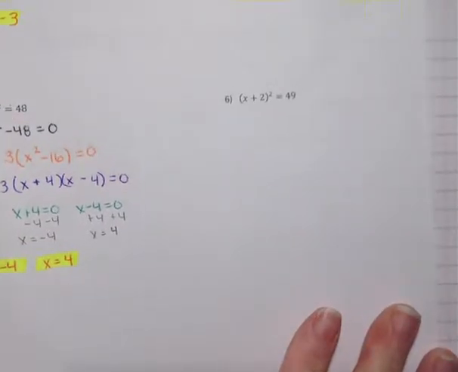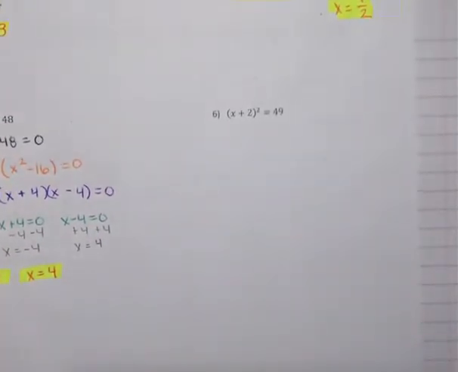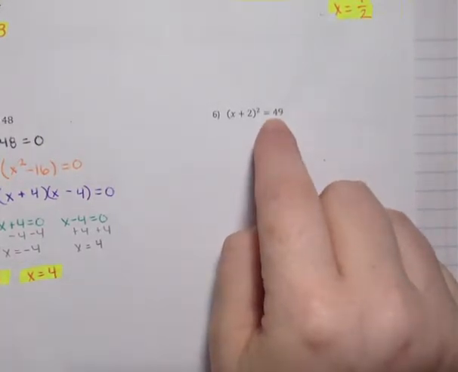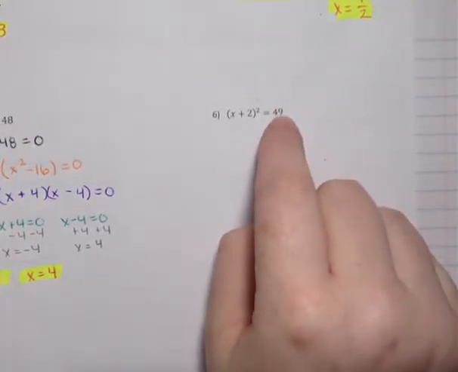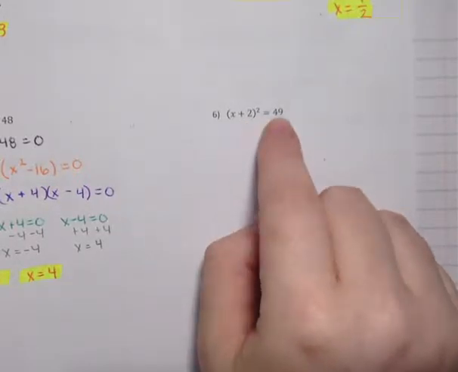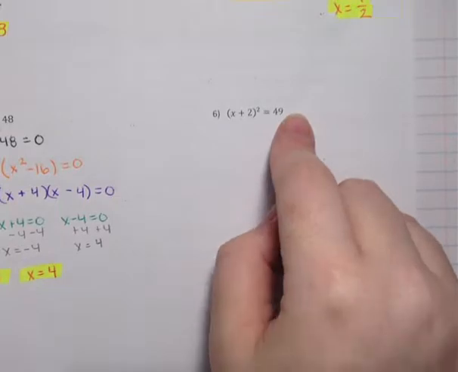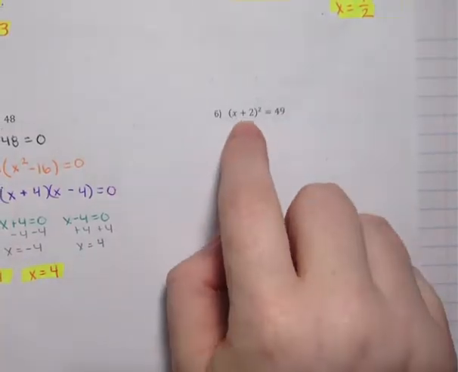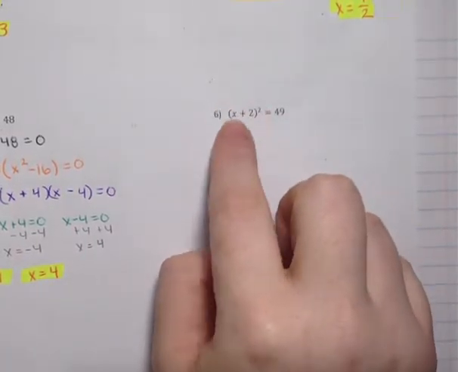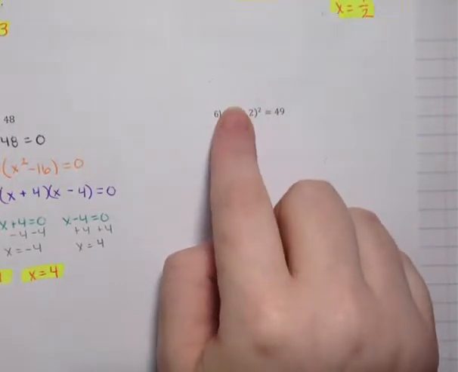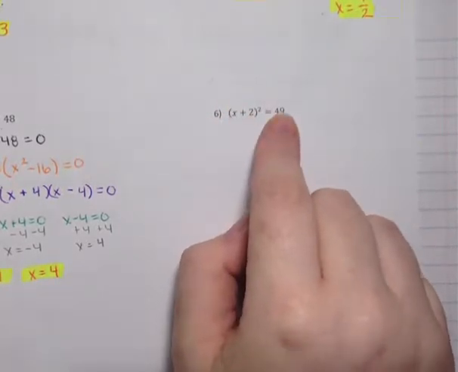This last example looks like it's already in factored form, but it's not. If this was equal to 0, it would be in factored form. But because it's not equal to 0, we have to put it back into standard form, and then we have to factor it. We want to go ahead and focus on this left-hand side to get it into standard form as much as possible before we do anything with the 49.